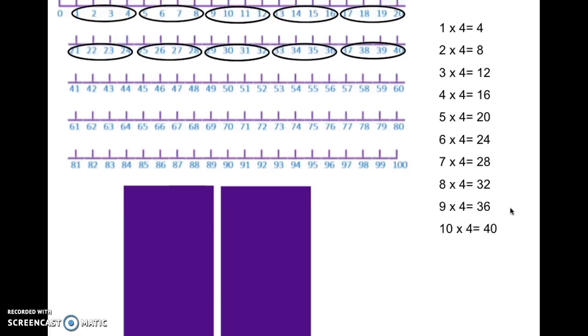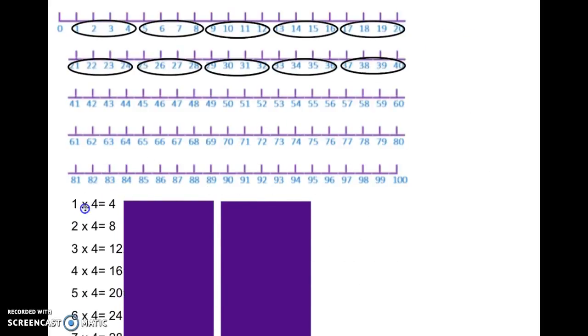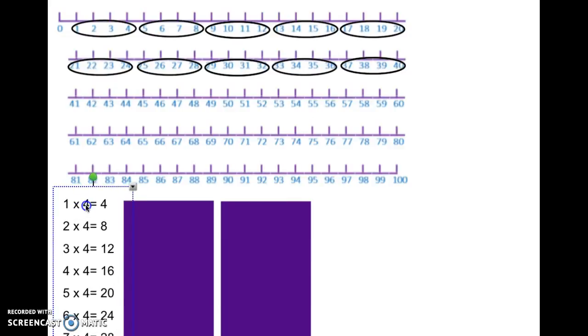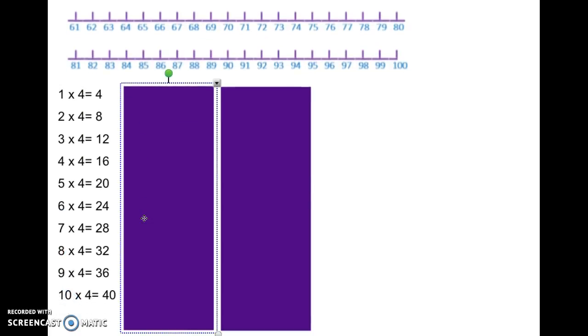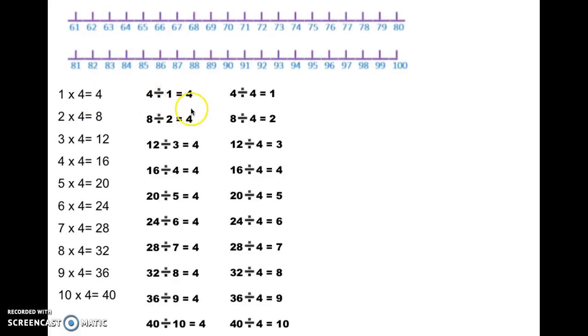Now, the other thing I did is I'm going to move this over, and we're just going to compare these to the division of the 4s as well. So we did this with the 3s. It's very similar. We're just going to take a look and compare them so that you can see how they align.